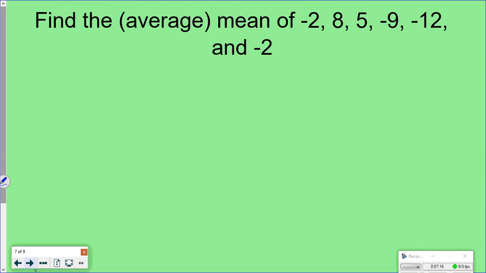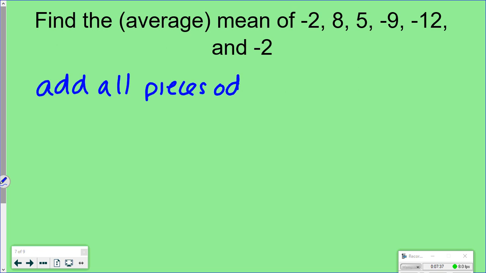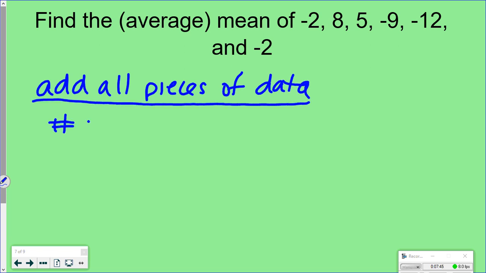Okay, another thing that is going to be talked about in today's homework is finding the average. The average, or the mean, is another word for it. So find the average or mean of negative 2, 8, 5, negative 9, 12, and 2. To find the average, what you do is add all the pieces of data, and then you're going to divide by the number of pieces.